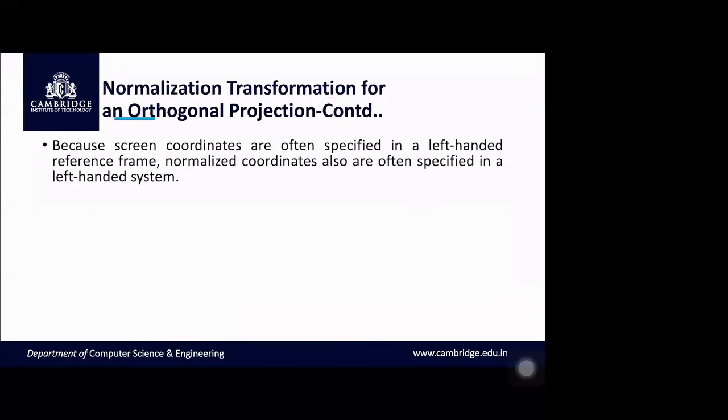Because screen coordinates are often specified in the left-handed reference frame, normalized coordinates also are often specified in the left-handed coordinate system. Why do I bring in the normalized coordinate system as one extra? Because at the last step, while converting into the screen coordinate, I should not have any time-consuming work. It should be easy for me to convert.